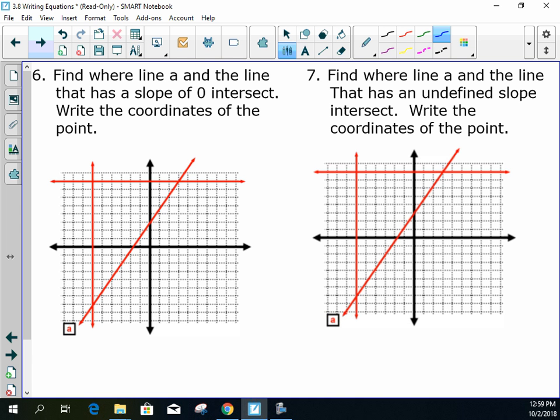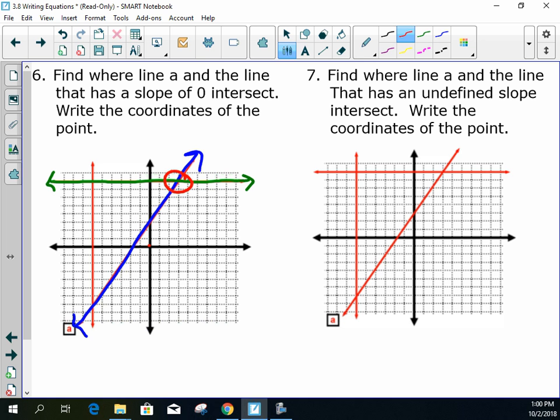Okay, go ahead and do number 6. Find where the line A, right here's line A, and the line that has a slope of 0. Which one of these has a slope of 0? The vertical one. The horizontal one. This one has a slope of 0. So they want to know, where do these cross? All they want you to do is put that ordered pair in.